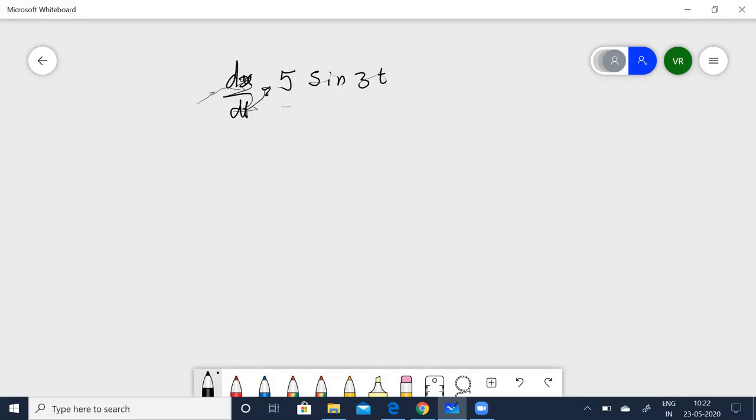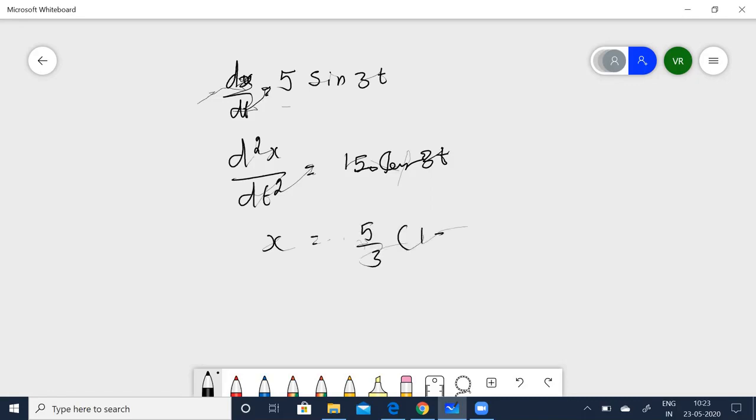Now, you know, when you differentiate velocity, you'll get acceleration, right? So d squared x by dt squared. When I differentiate, what do I get? I'll get 15 cos 3t. And what would be the displacement? Displacement is now going to be the integration of velocity. So when I integrate this, I'll get x is equal to 5 by 3 times 1 minus cos 3t.